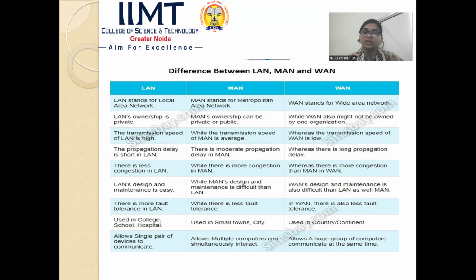The propagation delay is short in LAN. There is moderate propagation delay in MAN, whereas there is long propagation delay in WAN. There is less congestion in LAN, while there is more congestion in MAN, whereas there is more congestion in MAN and WAN. LAN's design and maintenance is very easy, while MAN's design and maintenance is more difficult than LAN. WAN design and maintenance is also more difficult than LAN as well as MAN. There is more fault tolerance in LAN, while there is less fault tolerance in MAN. In WAN, there is less fault tolerance.